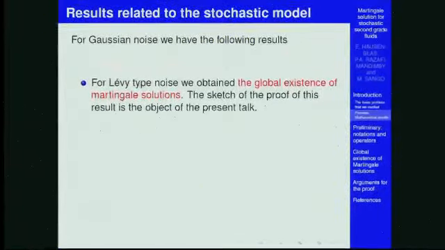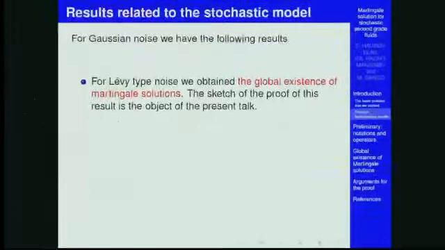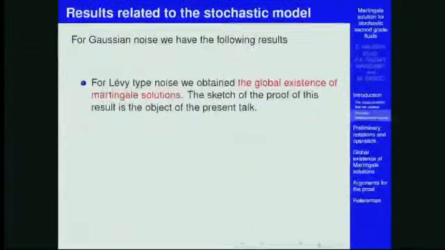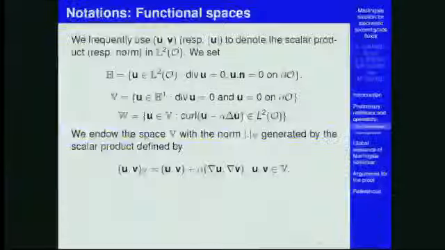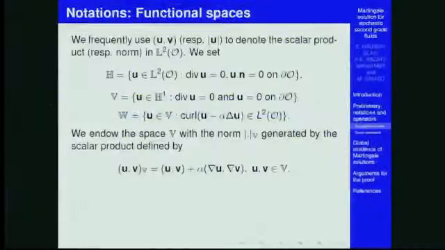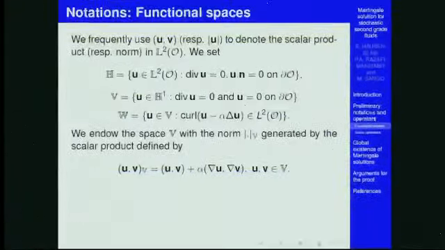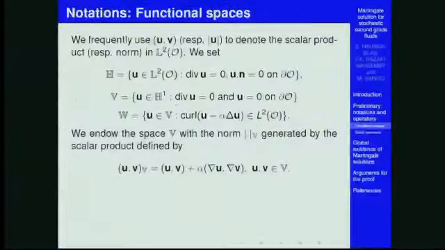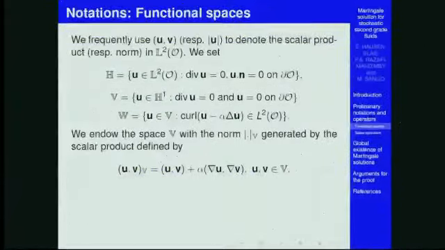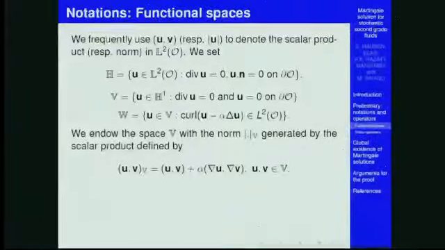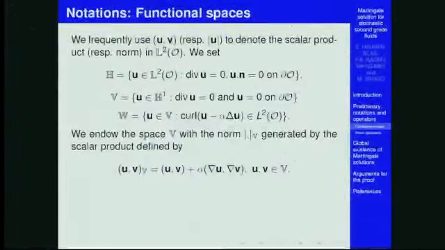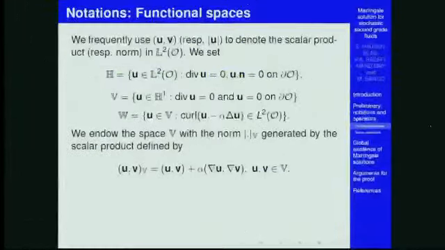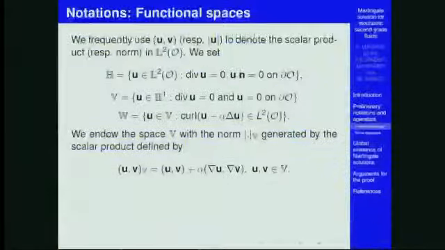the three-dimensional case. In the stochastic case, Sango and myself proved the global existence of weak martingale solutions for the Gaussian noise. But in this talk, we want to see if those global existence of martingale solutions still hold if we replace the noise by Poisson random measure noise. And the sketch of the proof of this result is the object of this talk.